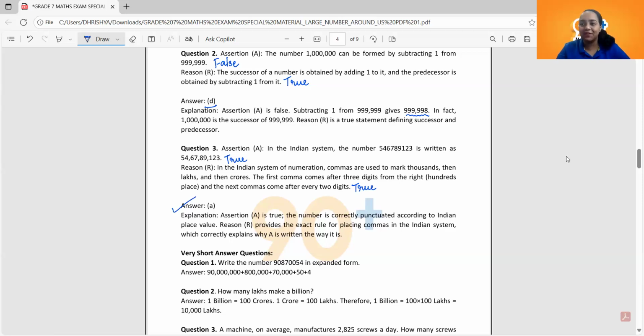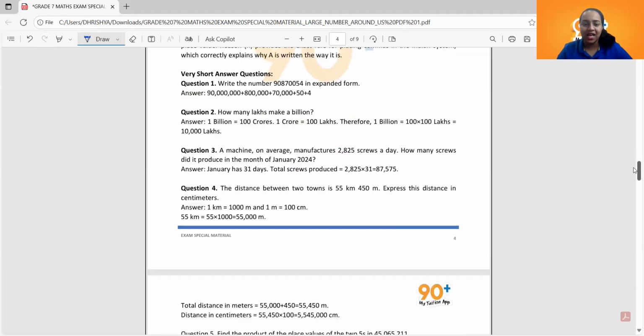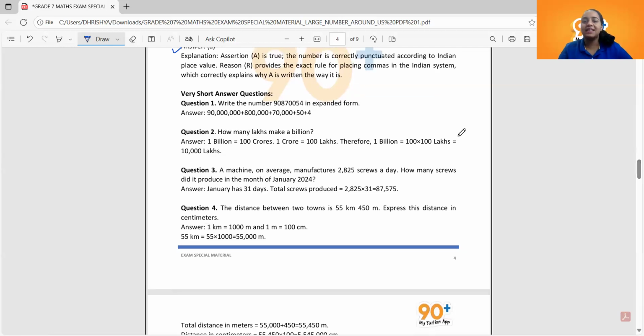So we have come to the end of the assertion and reason type questions. Now we have very short answer questions. So, the very easy questions. Write this number in expanded form. Okay. So first we'll count how many zeros are there. 1, 2, 3, 4, 5, 6, 7. So it's 10 million, right?